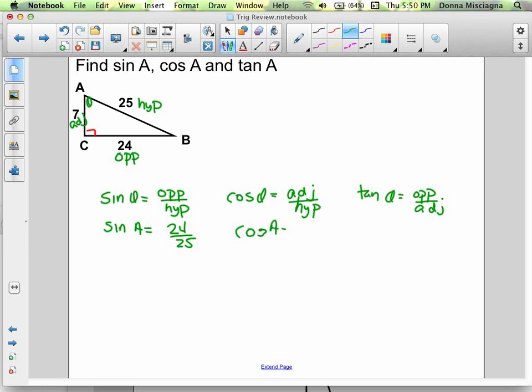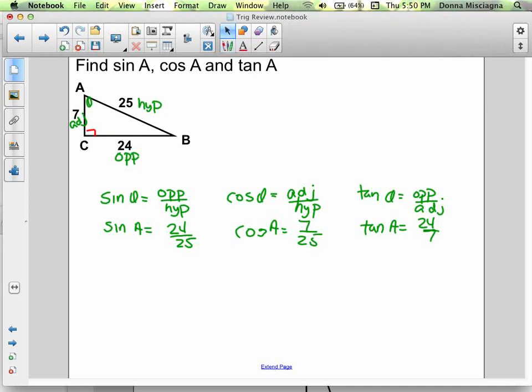The cosine ratio for angle A is adjacent, which is 7, over hypotenuse, which is 25. And the tangent ratio for angle A is the opposite side, which is 24, over the adjacent side, which is 7. If these values could be reduced, we'd reduce. If there was a radical in the denominator, we'd rationalize. But these values can't be reduced, and there are no radicals, so we are done finding the sine, cosine, and tangent ratios for angle A.